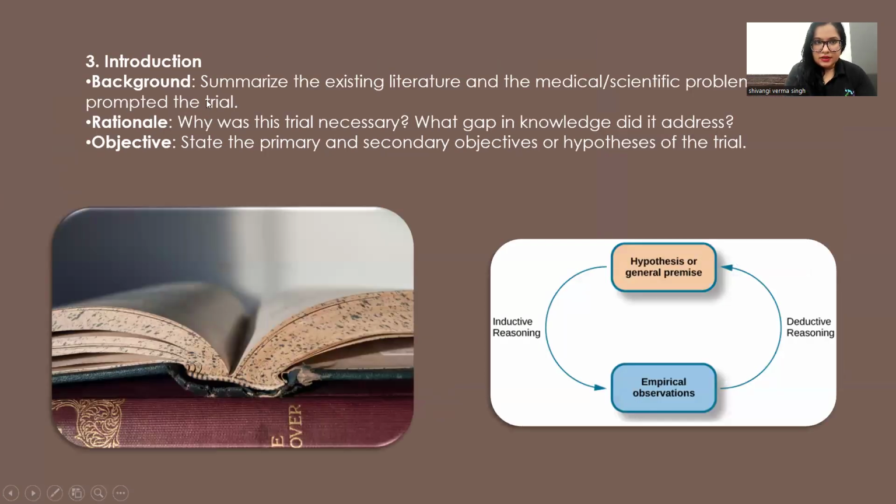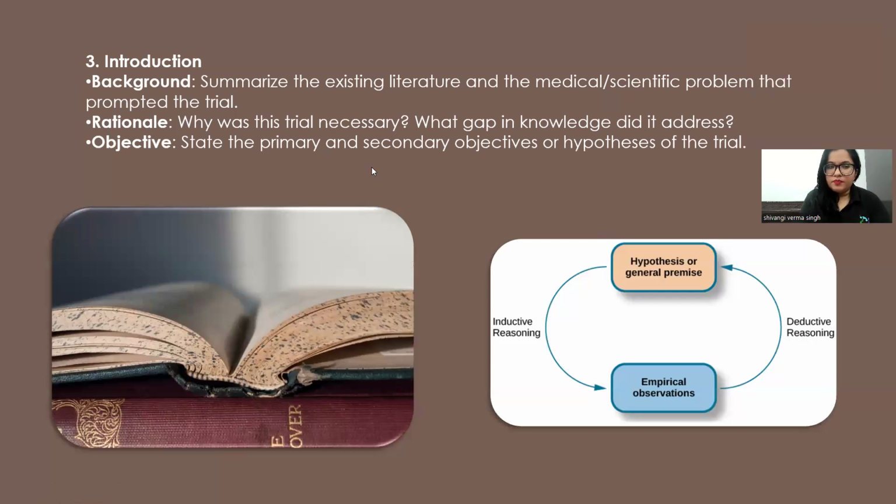So it gives you an insight into the whole publication. Then the introduction. So, what is an introduction? Summarize the existing literature and the medical or scientific problem that prompted the trial. Rationale: why was this trial necessary? What gaps in knowledge did it address? Objective: state the primary and secondary objectives or hypothesis for the trial.